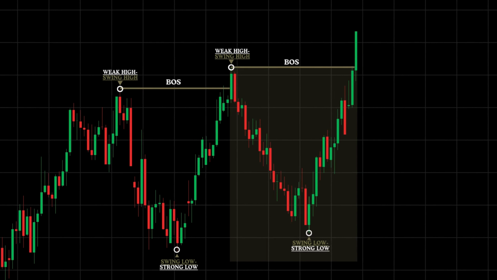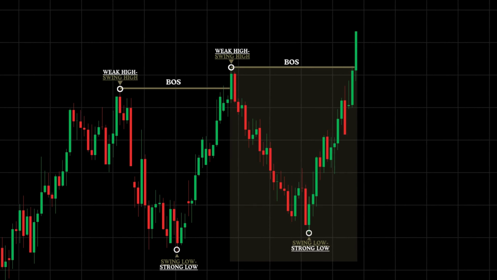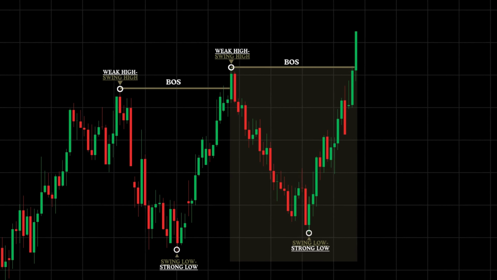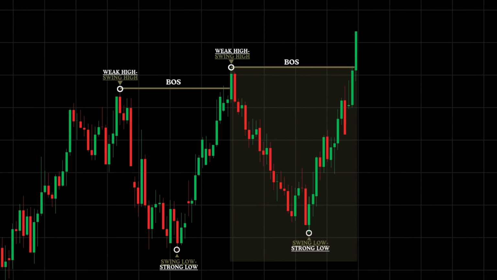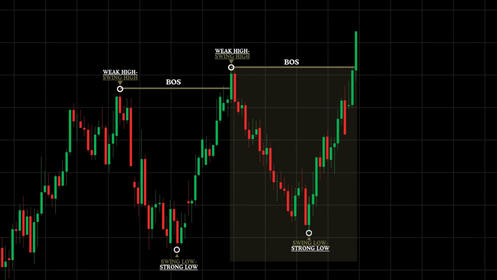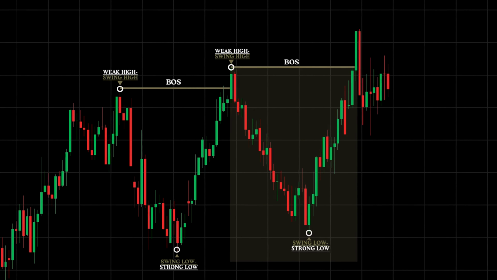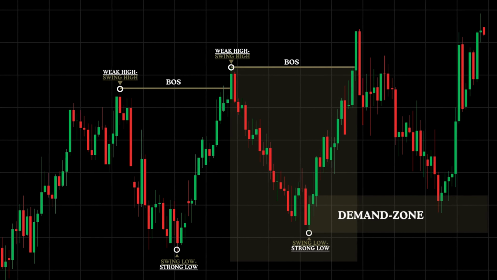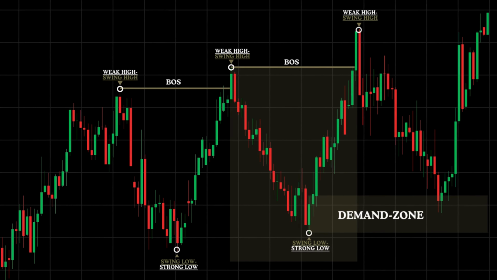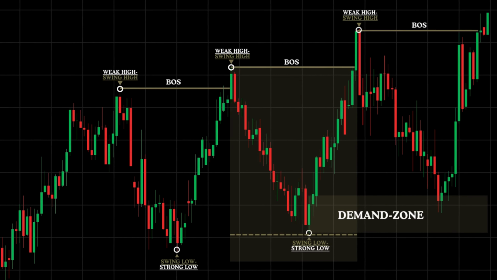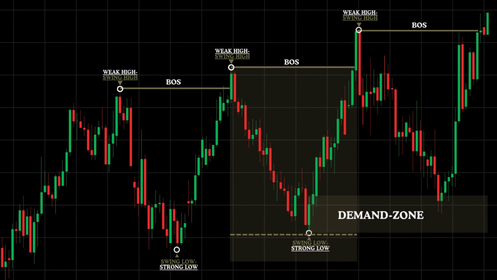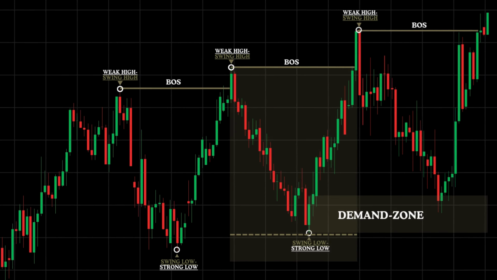Why is this level so important? Because it marks where buyers stepped in with strength. If price pulls back and reacts at that level again, it's a strong sign the uptrend is still intact. But if price drops below it, the trend may be shifting. After a break of structure, watch for a pullback. That pullback often retests the strong low. If buyers defend it, that's a high probability area to consider a buy, as you're trading with the trend from a strong level.